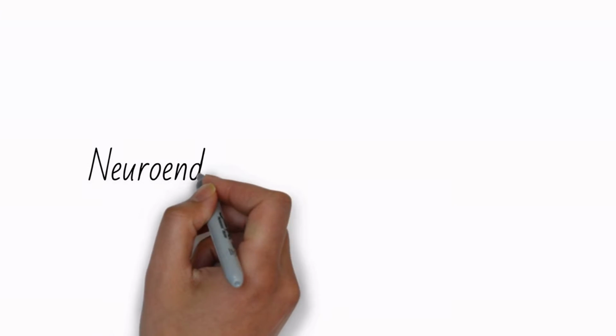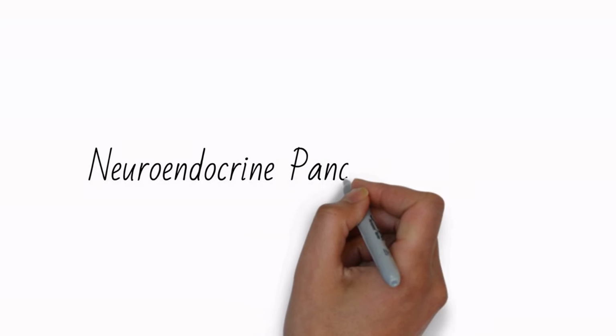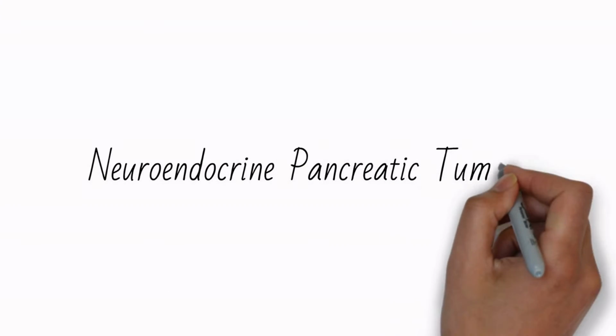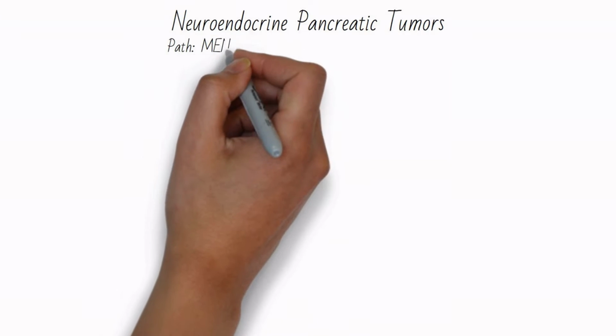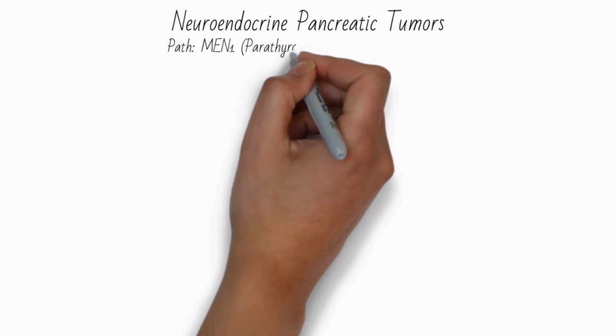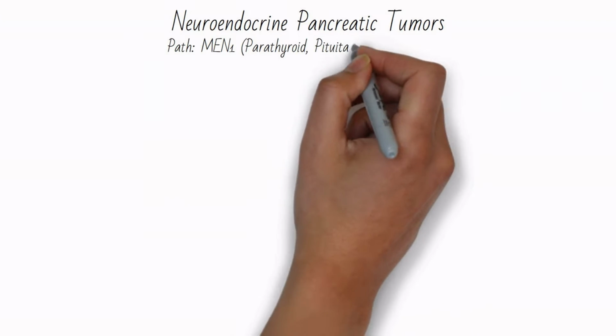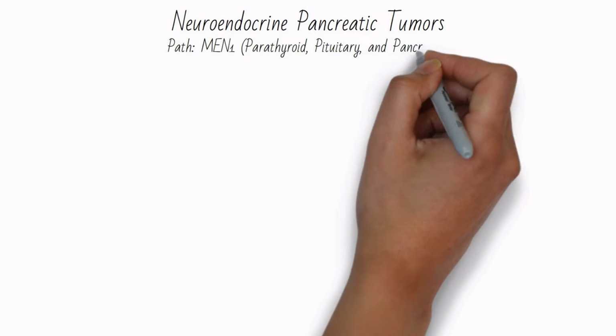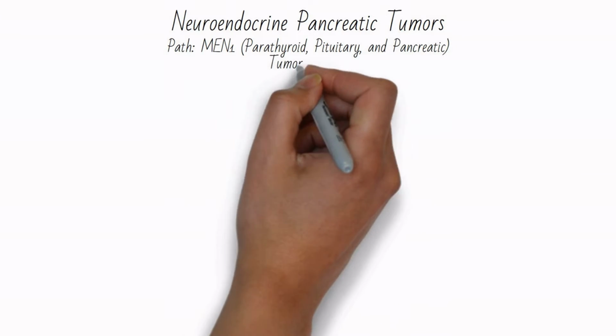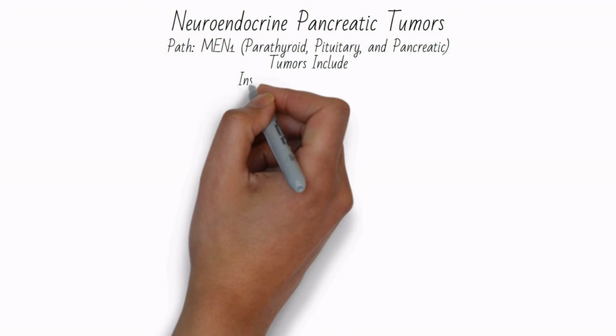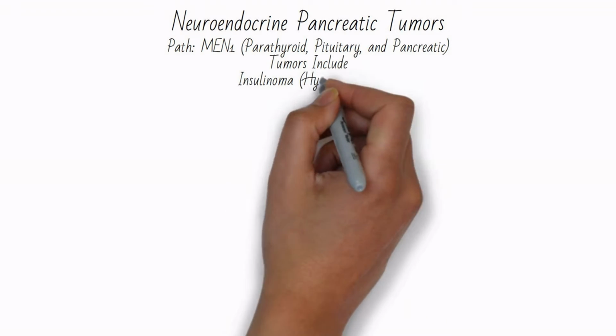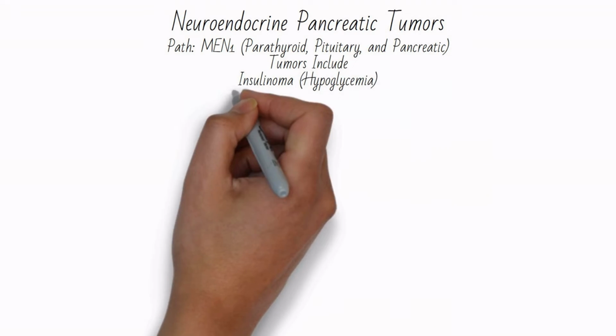Other tumors include the pancreatic neuroendocrine tumors, which are many times related to MEN1, which causes the three Ps. Parathyroid hyperplasia, pancreatic neuroendocrine tumors, and pituitary adenomas. These tumors include insulinomas, which secrete insulin and cause hypoglycemia, and gastrinomas, which secrete gastrin and cause Zollinger-Ellison syndrome.